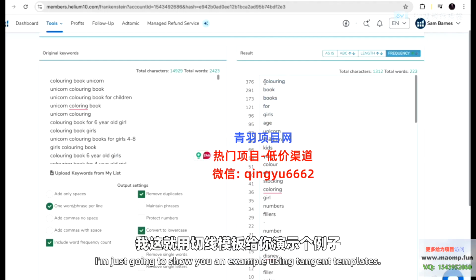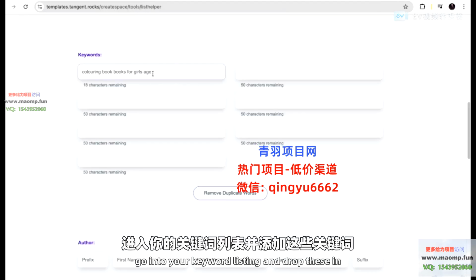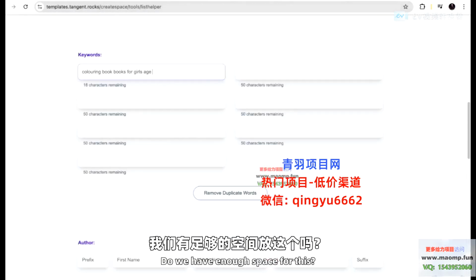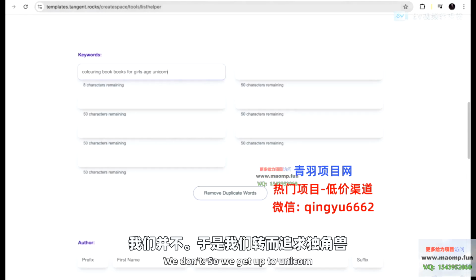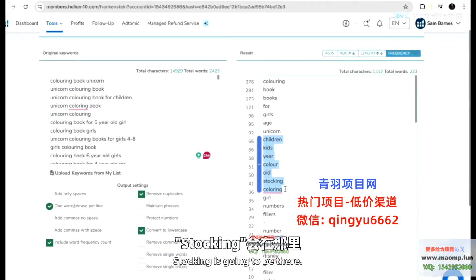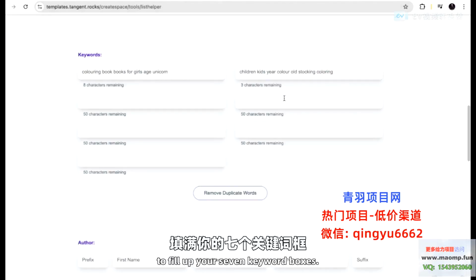So what I mean by this, I'm just going to show you an example using tangent templates. You would go ahead and take these ones, go into your keyword listing and drop these in, and then make sure you're filling it up. So unicorn and children, do we have enough space for this? We don't. So we get up to unicorn and then we'd go to children, kids. Stocking is going to be there for kind of like stocking filler, so that is relevant. Go ahead and put this in, and that's literally what you would do to fill up your 7 keyword boxes.